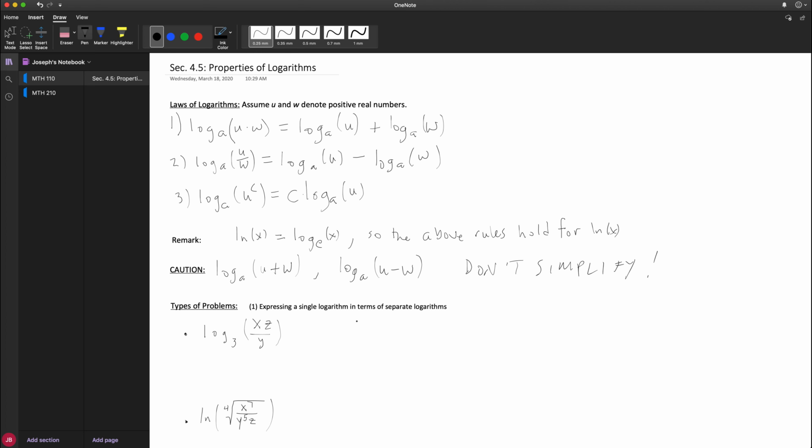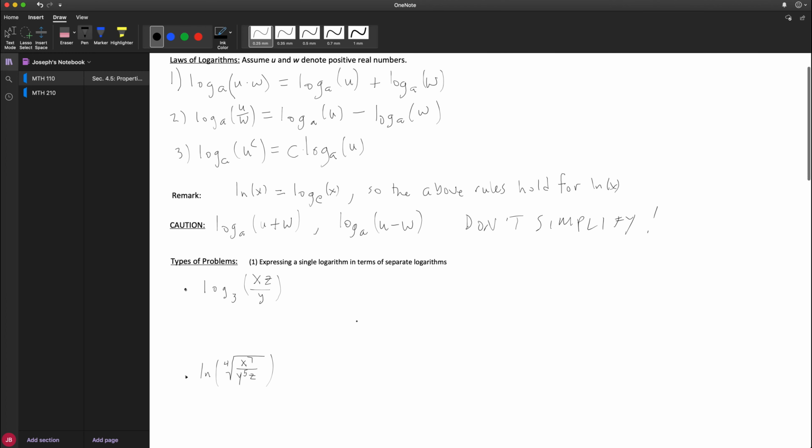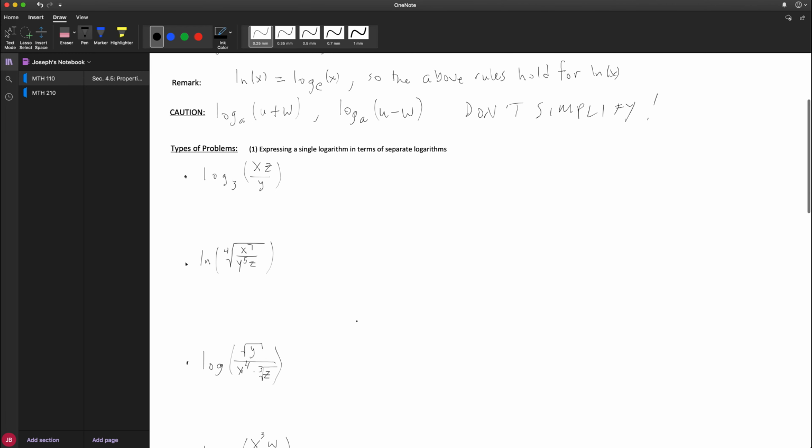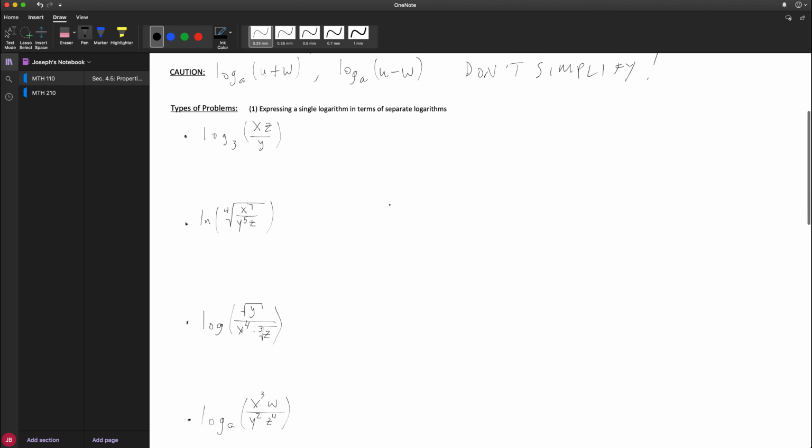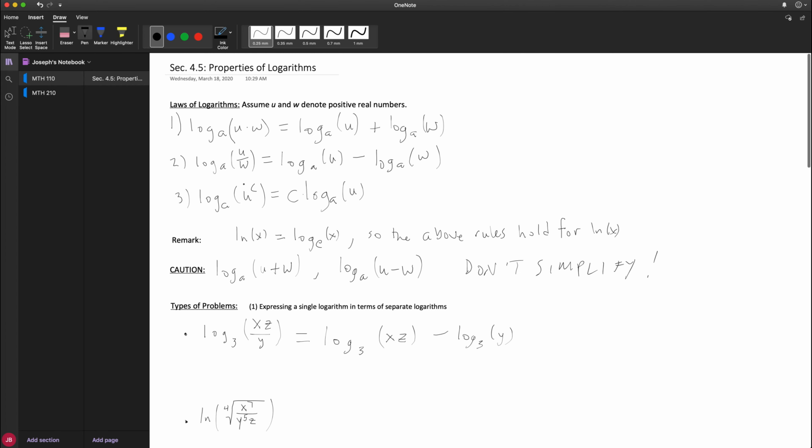Okay, so let's use these properties 1, 2, and 3 to simplify some logarithms here. So first thing we're going to note is that we have a big division bar in our problem inside this logarithm. So I think rule 2 is going to tell us that this is the log base 3 of xz, which is the top, minus the log base 3 of y, which is the bottom. And so just to scroll back up here, you see we're using this property right here. And so xz was in the numerator inside the logarithm.